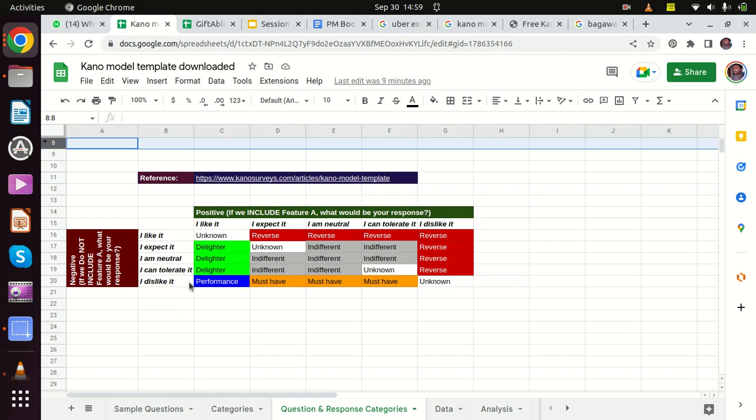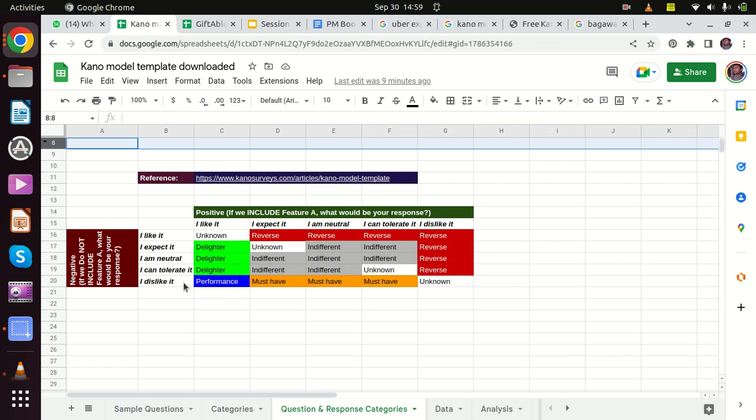It's a delighter. Similarly, for the same dysfunctional question, if I do not include feature A, the customer says, I'll be neutral to it. But when I ask the question, if I include it, what will be your response? They say, I like it. Again, that's a delighter.